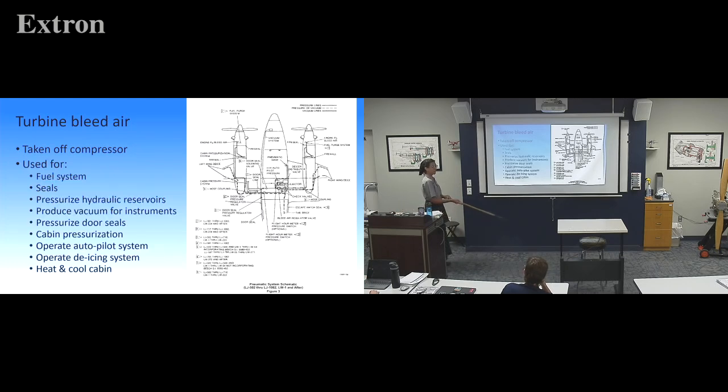So, fuel systems, if you remember the PT6 fuel control uses bleed air pressures. The seals, pressurized hydraulic reservoirs, vacuum for instruments, pressurized door seals, cabin pressurization, operate autopilot, de-icing, and then heat and cool the cabin.